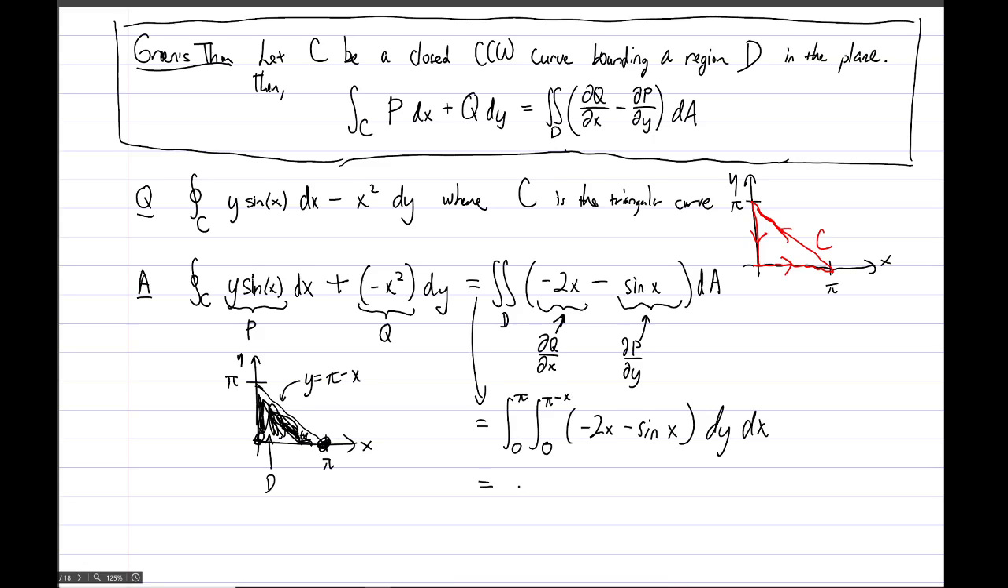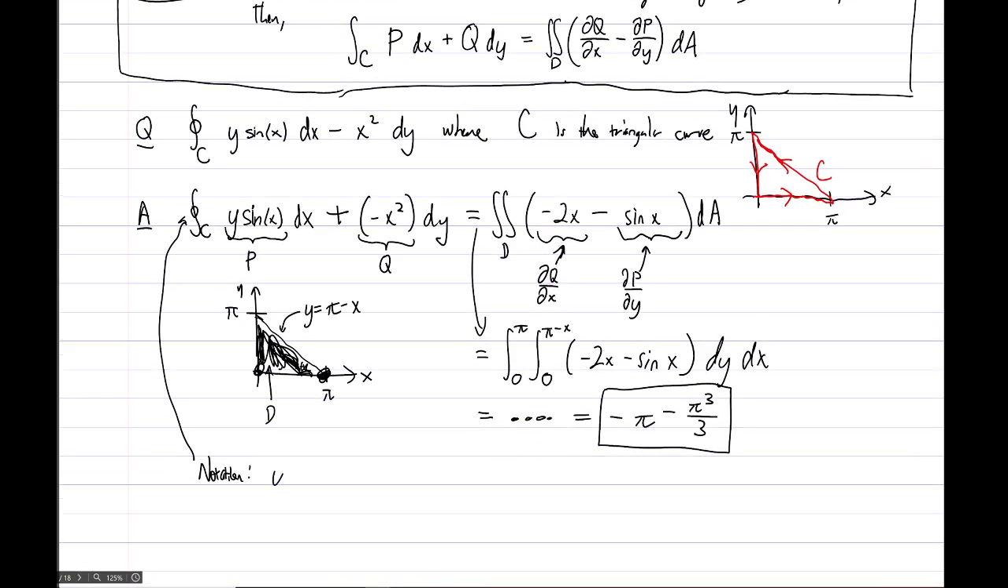Okay, we will skip some of the actual work here. It's not bad. You can do it, but in the end, you should get as a value here negative pi minus, I believe, pi cubed over 3 as a final numerical answer. It can be done. The integrals are not so bad. Let's just comment that the circle notation that's here is used to mean that C is counterclockwise or is positive orientation.